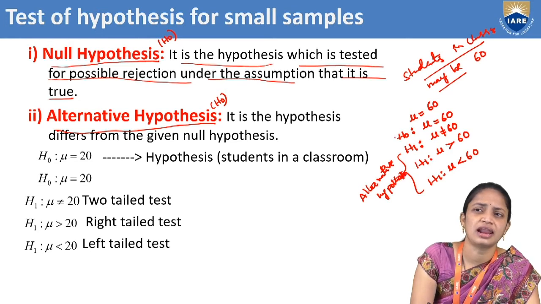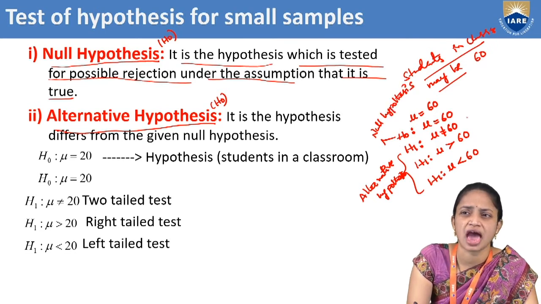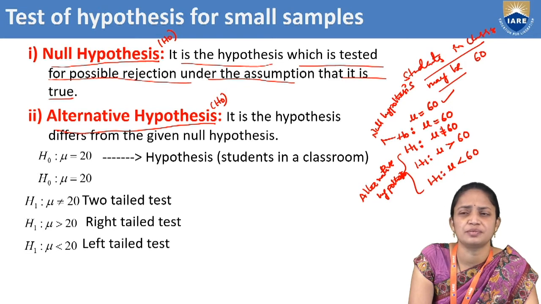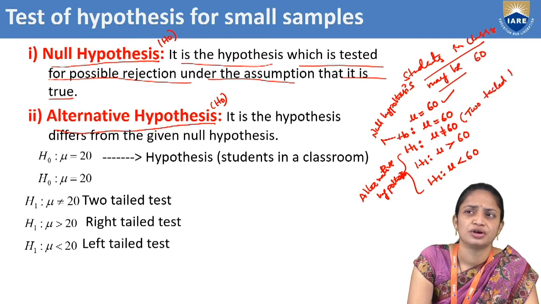So this is our null hypothesis. In the null hypothesis, we have to take the given statement as it is. But the alternative hypothesis is opposite to the null hypothesis, so we take mu not equal to 60, or mu greater than 60, or mu less than 60. If mu not equal to 60, that is a two-tailed test. If mu greater than 60, that is a right-tailed test. If mu less than 60, that is a left-tailed test.